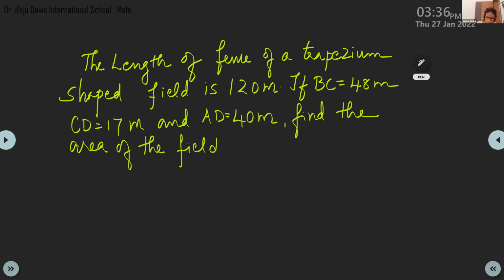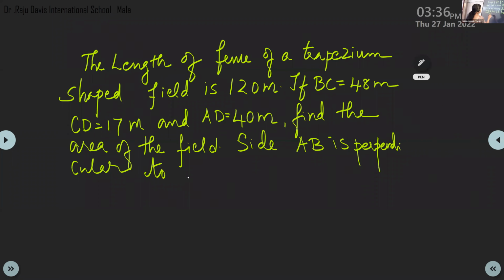Side AB is perpendicular to the parallel sides, AD and BC.